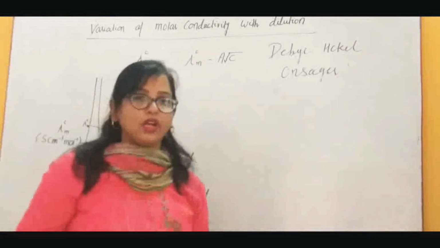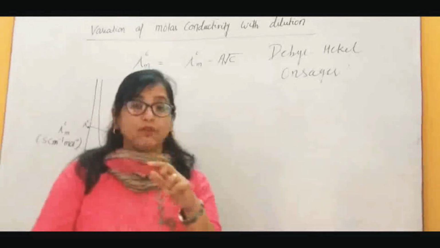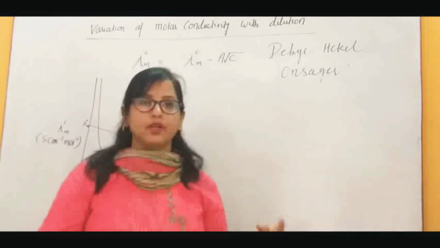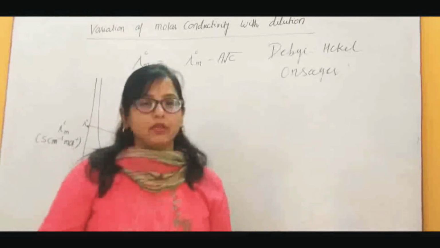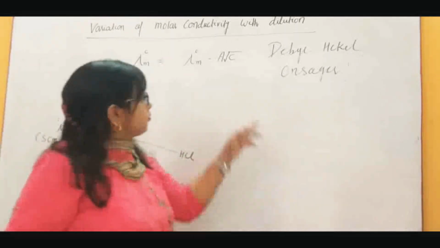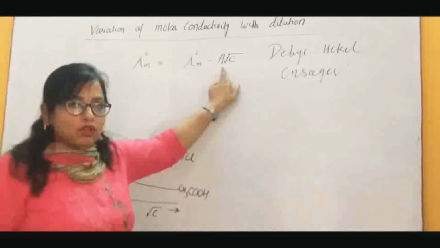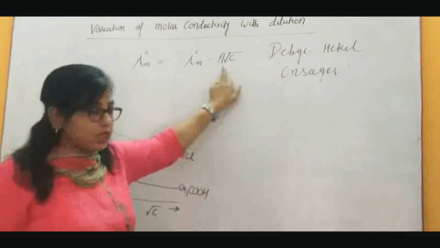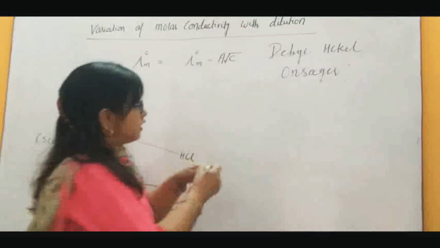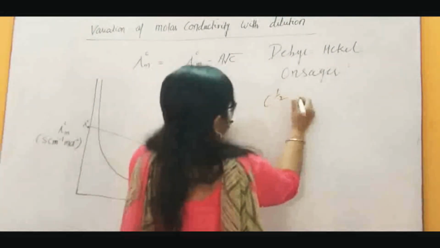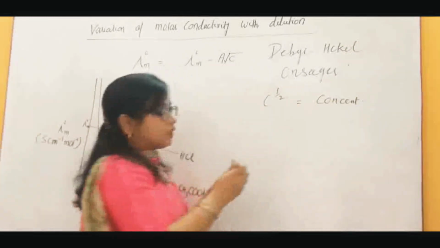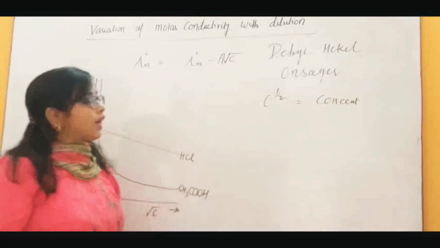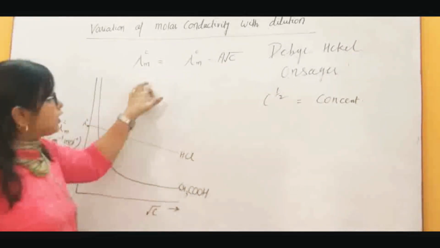What is meant by infinite dilution? It means you are shifting 1 mole of electrolyte into a container with infinite dilution. 1 mole of salt is present but the dilution is infinite. And A is a constant, the Debye-Hückel constant, and root c is the concentration of electrolyte.